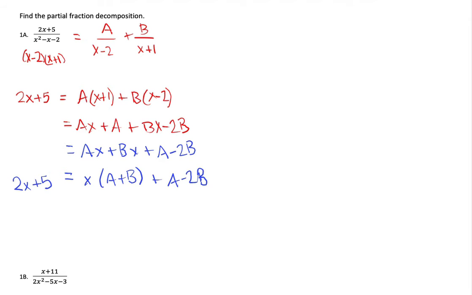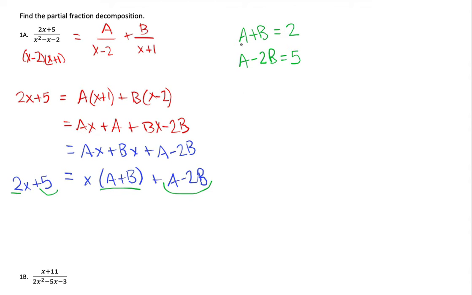So when I take a look at this, what's being multiplied to the x is a plus b, and what's being multiplied to the x over here is 2. So I'm going to set up my equation of a plus b must be equal to 2. And then this is my constant part. A minus 2b has to equal 5. And then I'll solve those however I wish to.